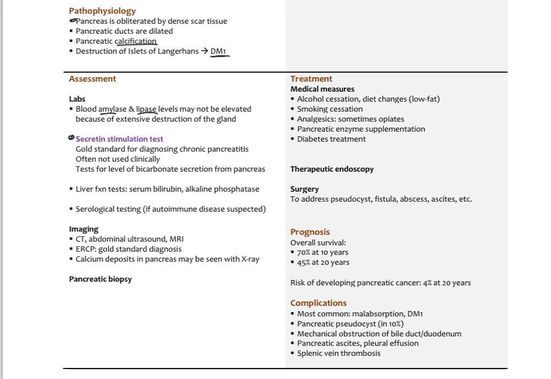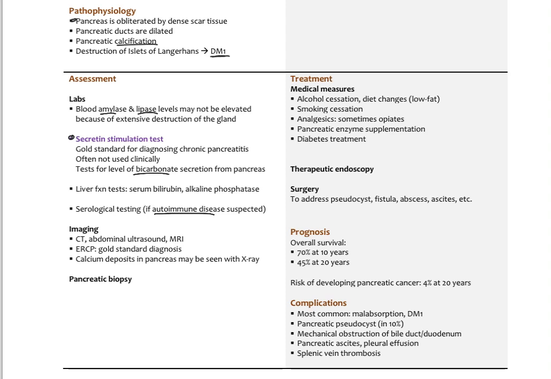Usually this is under the care of an endocrinologist or gastroenterologist. They can do this test, and it tests for the level of bicarbonate secretion from the pancreas after they're injected with secretin. Remember, secretin is the hormone from the duodenum that tells the pancreas to secrete its juice. And then look at liver function tests, and then any serological testing to rule out autoimmune disease. This would be all part of the typical assessment for chronic pancreatitis.